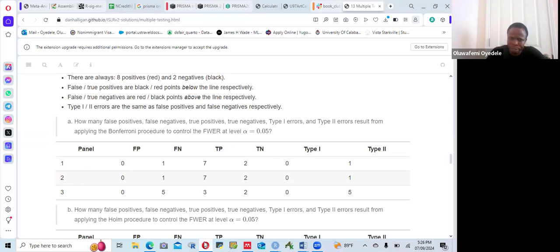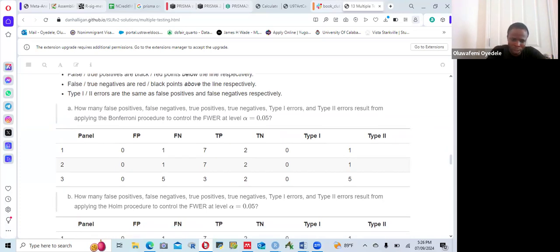So how many true negative do we have? For panel one, we have two. Across the three panels, we have all two true negative values. So how many type one error do we have across the three panels? We have zero type one error across the three panels. So for type two errors, for panel one, we have one type two error. For panel two, we have one type two error. For panel three, we have five type two error. So that is that for the first questions which they posed to us.